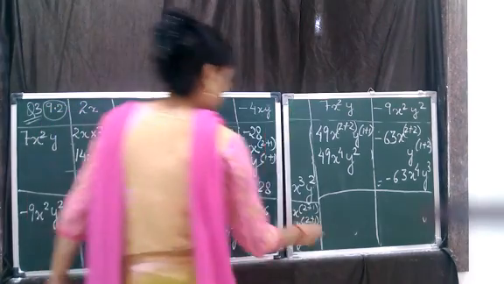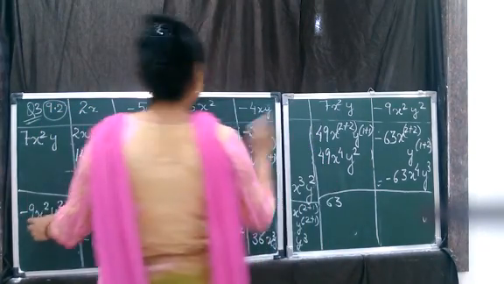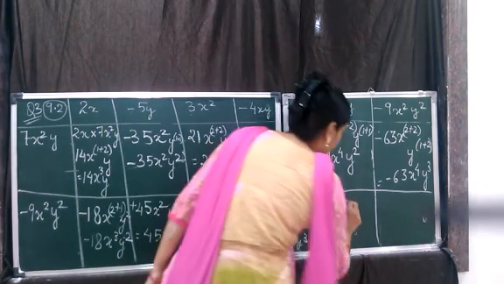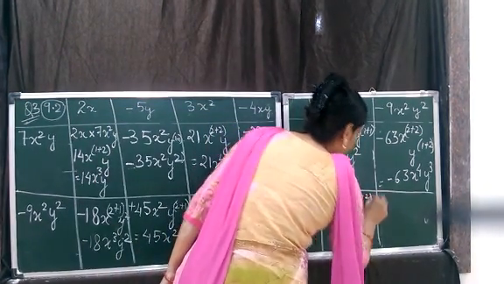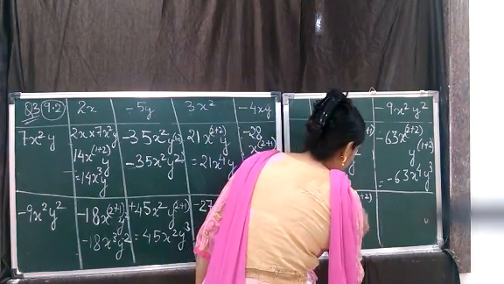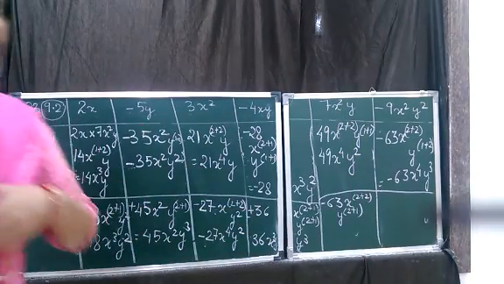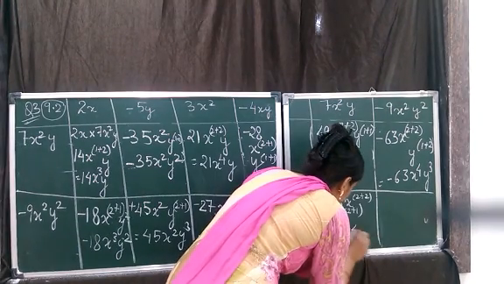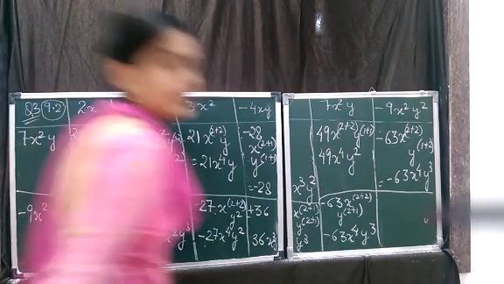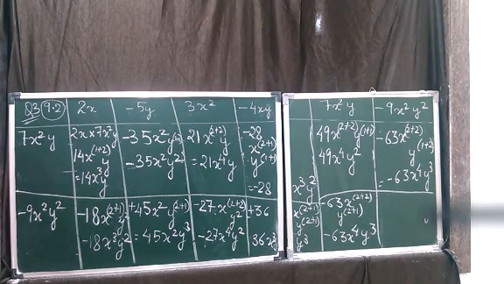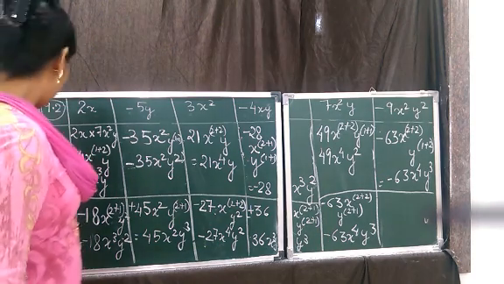Then 9 7s are 63. Minus into plus is minus. X square, power gets added children because x is common. Then y square and y. Of course, power gets added. 2 plus 1 because y is also common. Then we write the answer. Minus 63 x to the power 4 and y cube. Okay, this completes the second last box. Okay, or the row, the last row. Or the cell you can say.